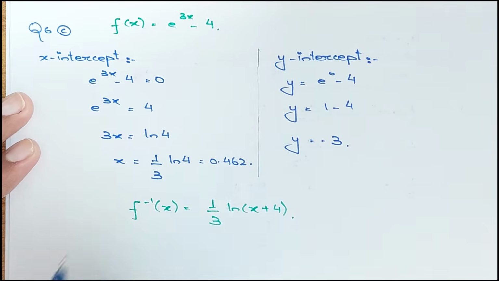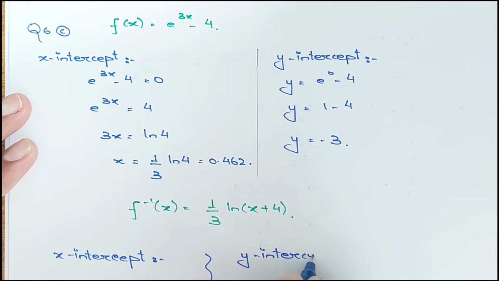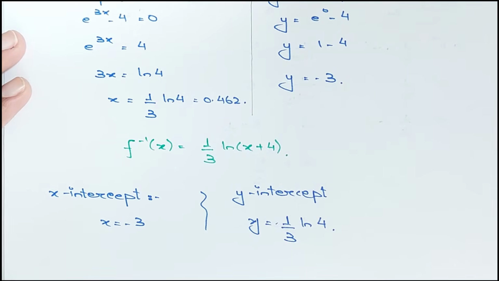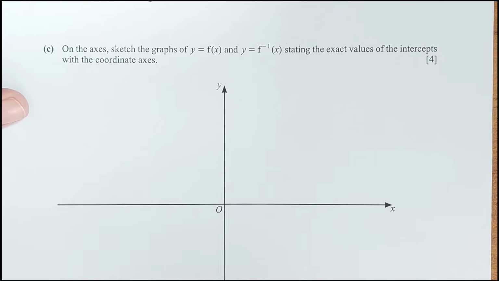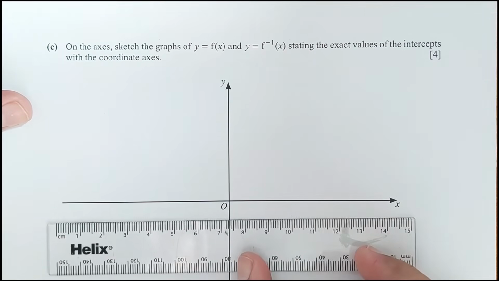right? My x-intercept, this is my x-intercept, which is negative 3, and my y-intercept is y equals 1 by 3 ln of 4. Right, now let me sketch the x and y-intercepts for the function and the inverse function. Okay, now let me fix for centimeter.